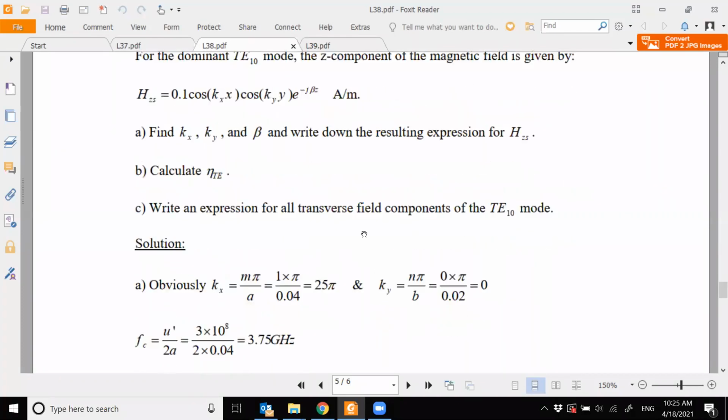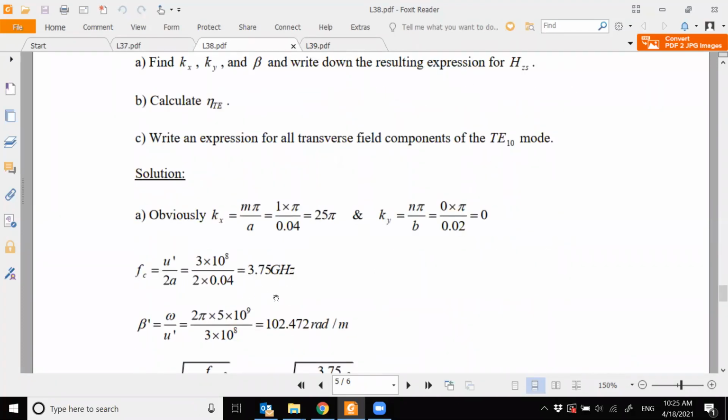5 gigahertz. And what is the cutoff frequency of my dominant mode? 3.75 gigahertz. So from here, what can we conclude? Yes, maybe Nawaf, can you tell me? What should we conclude about my mode? So if my operating frequency is 5 gigahertz, and if my cutoff frequency of my TE1,0 mode is 3.75 gigahertz, will my TE1,0 mode be propagating or evanescent? I think it's propagating. It is propagating.